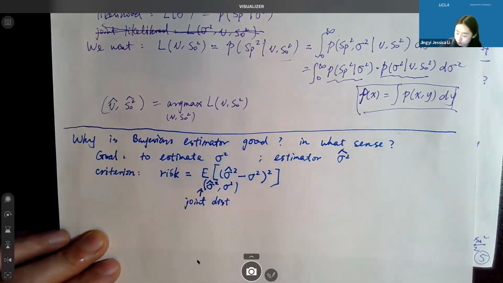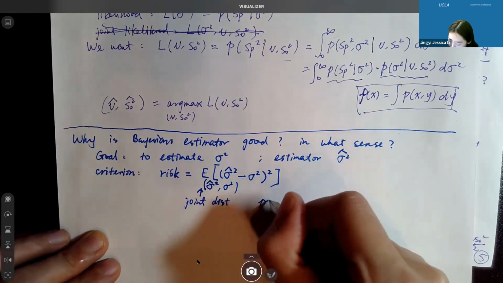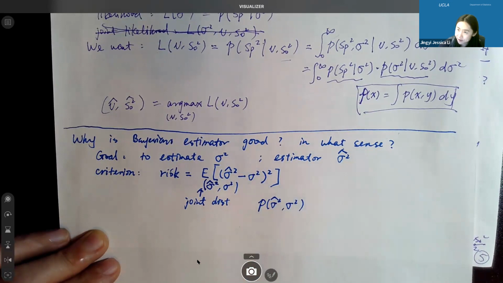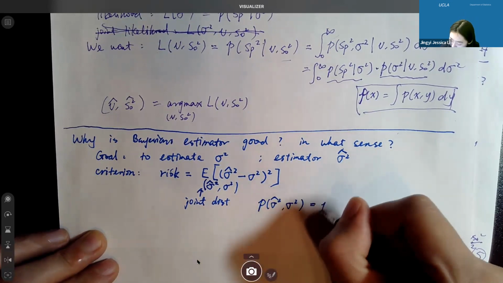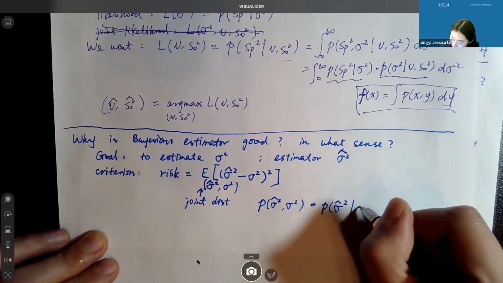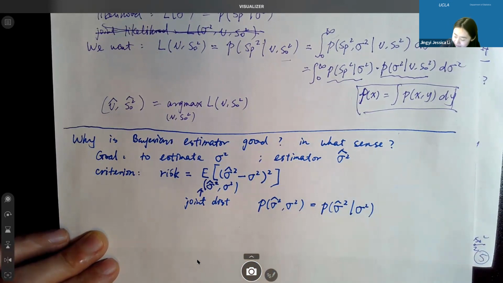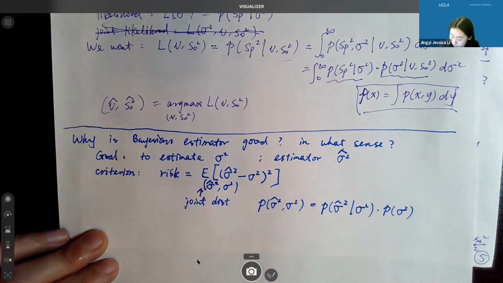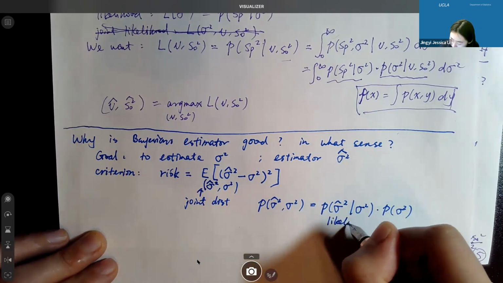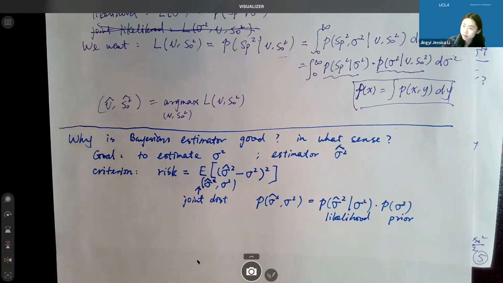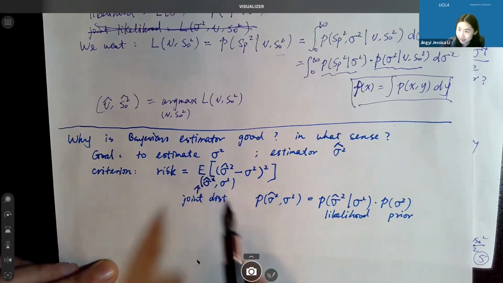And what do we mean by the joint density? If I write this as the joint density, we can factorize it as the conditional density of the estimator given a particular parameter value and the density of that parameter value. Using the language we learned before, this is our likelihood. This is our prior. So that's the joint density, and this expectation is taken over this joint density.